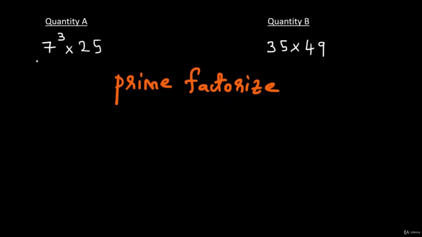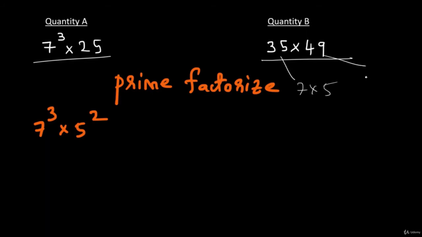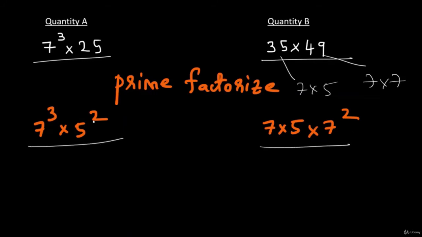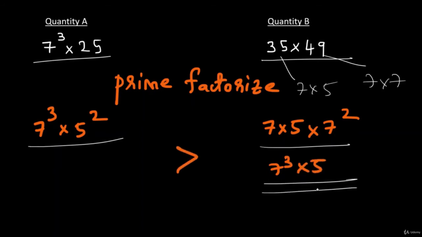Now over here you have 7 cube into 25, which is the same as 7 cube into 5 square. All right, and over here you have 35 into 49. 35 is nothing but 7 into 5 and 49 is 7 into 7. So this multiplication over here becomes 7 into 5 into 7 square, which is 7 cube into 5. All right. Now over here I have 7 cube into 5 and over here I have 7 cube into 5 square. So clearly 7 cube into 5 square is greater than 7 cube into 5. So this helps you compare very easily without actually having to do the multiplication. Therefore the correct answer to this question is option A.